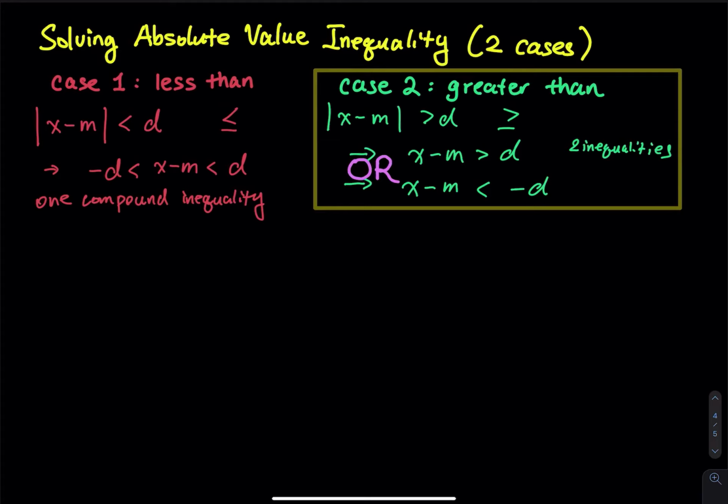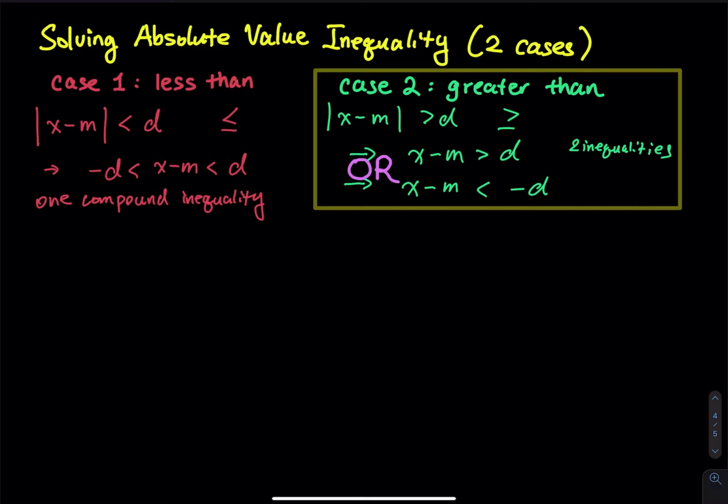Solving absolute value inequality, there are two cases. In the previous video, I explained the first case with a couple of examples. In this video, I will do case 2. Case 2 is a greater than the absolute value of x minus m, and then we have a greater than.